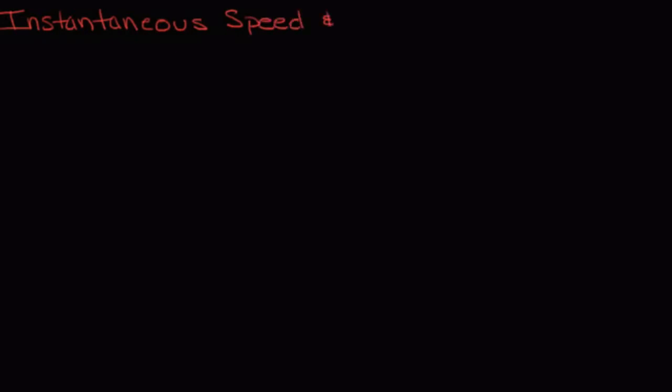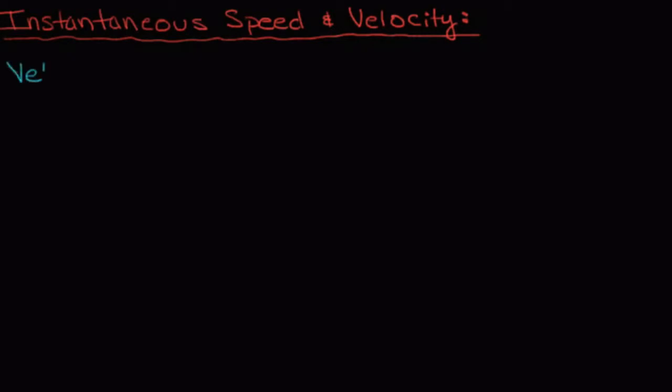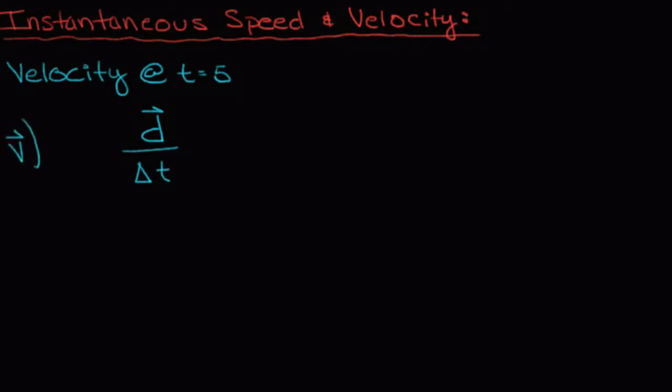It's the single speed or velocity that describes a single moment of time, like a freeze frame or a snapshot. So let's take a look. If you're looking for velocity, you might ask, what is the velocity at exactly time equals 5? And the velocity at time equals 5 will be the same as the speed at time equals 5. It's just that the velocity will have a direction and the speed won't.